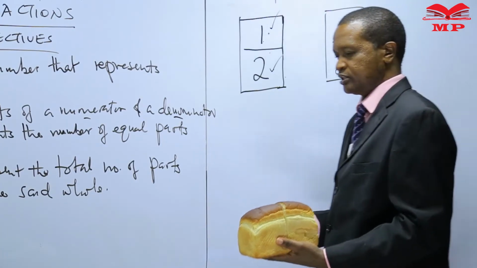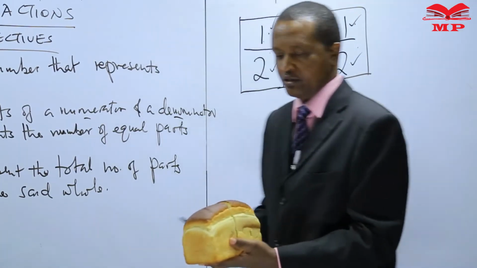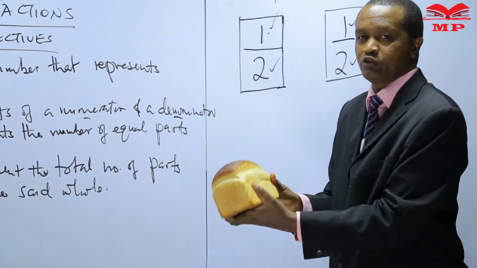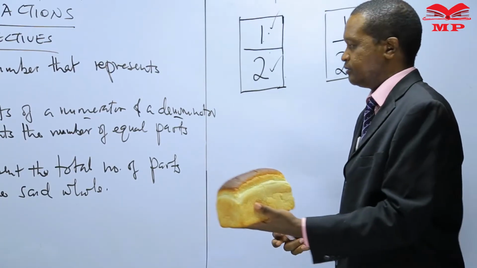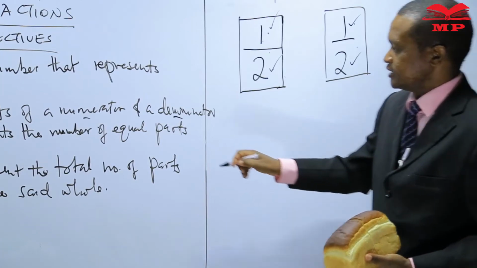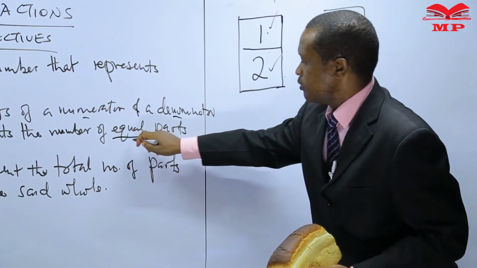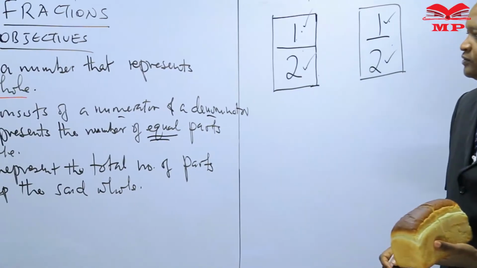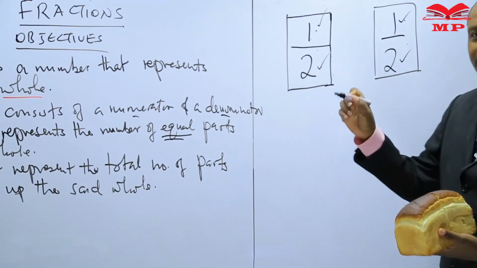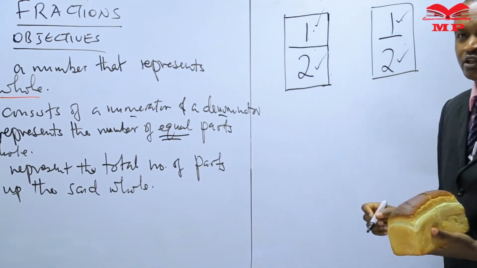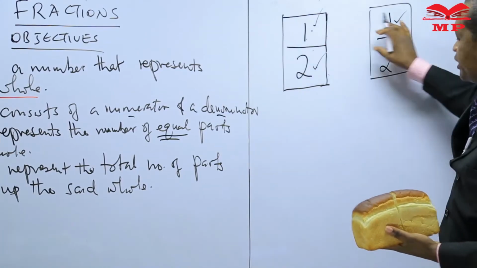Okay, we may decide to divide this loaf into 4 parts, and before we do that, remember to underline the term equal parts. The parts must be equal.